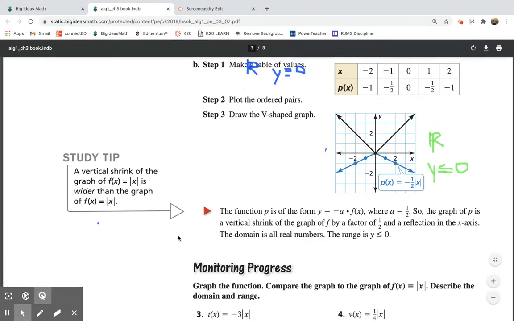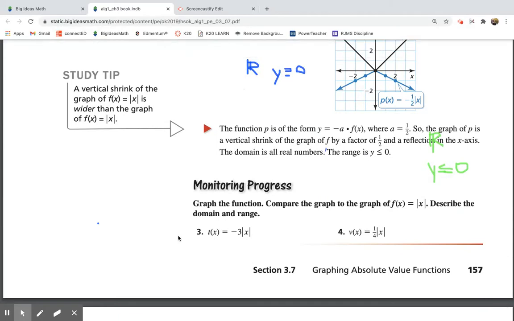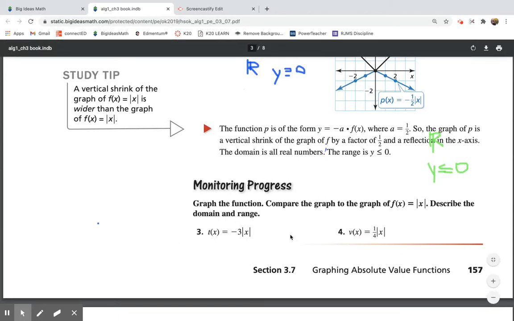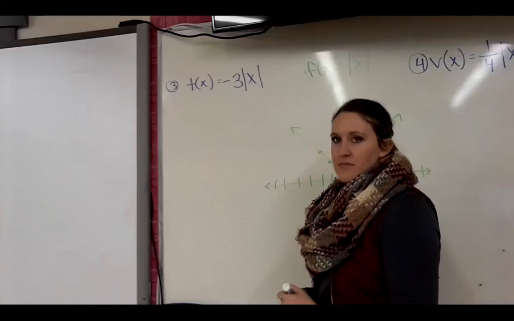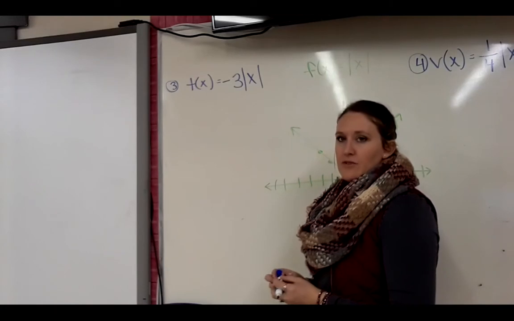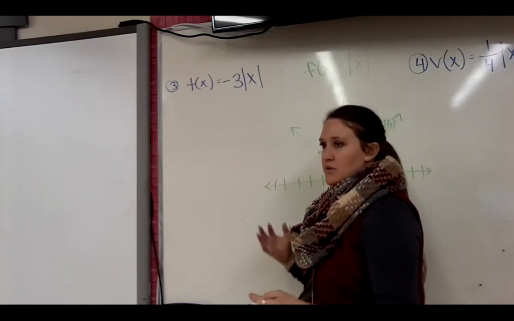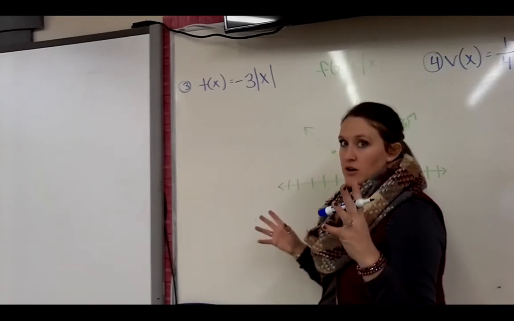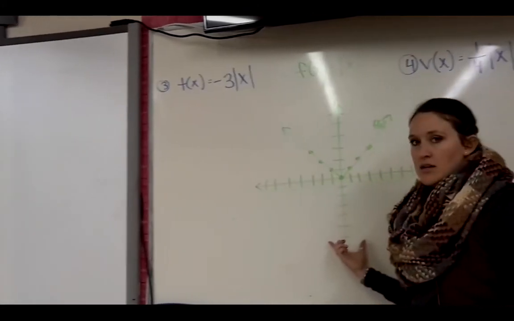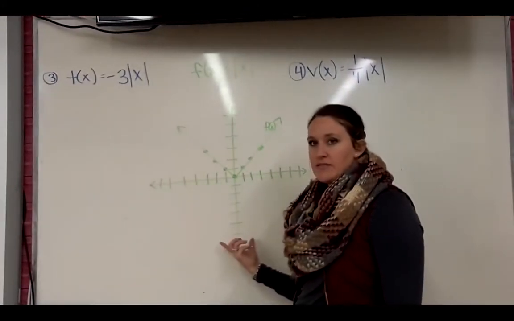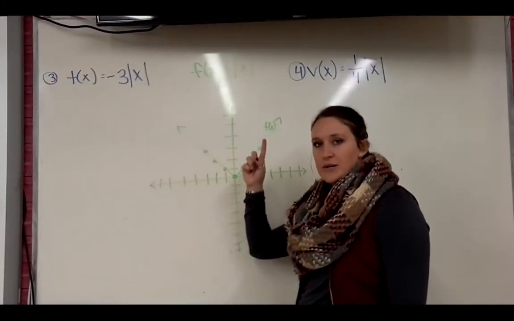Okay, so back down to the problems you're going to try, 3 and 4. You're going to also then have to tell me your domain and range by looking at your graph. So pause the video, try that, and I'll go over it. Okay, on 3 and 4, we're doing the same thing, but we're just having to use all of our options. So I went ahead and I still have my parent function graphed. f of x equals the absolute value of x.